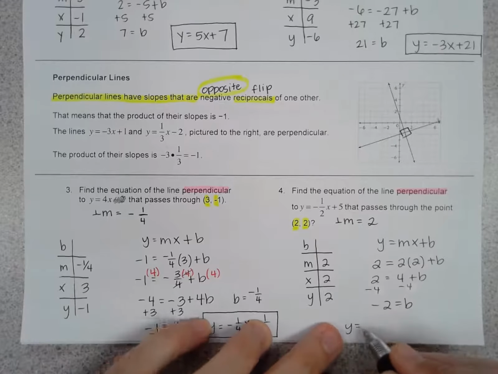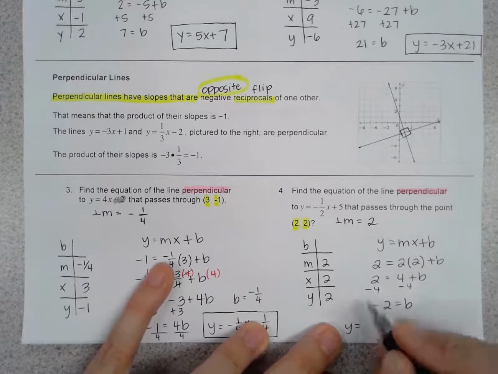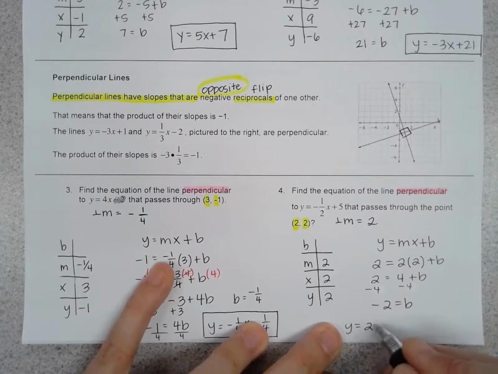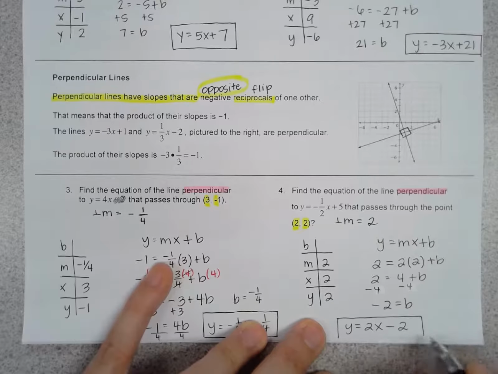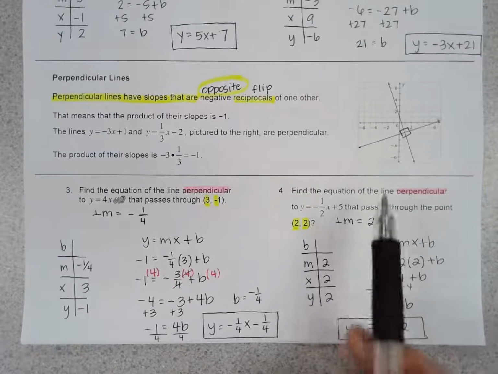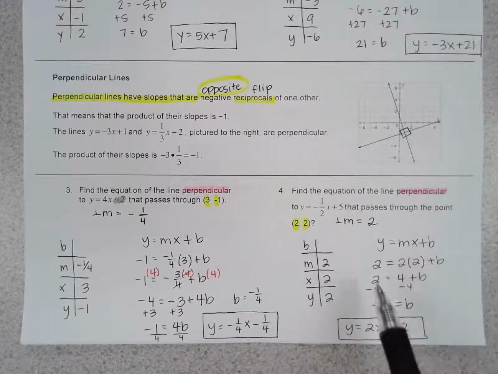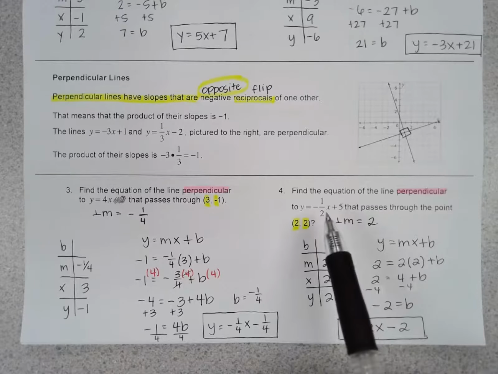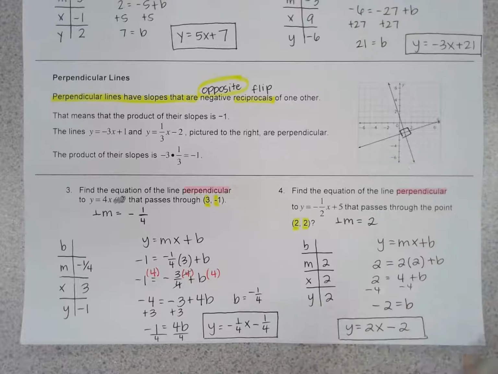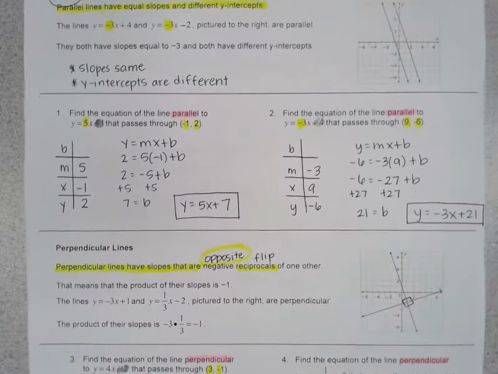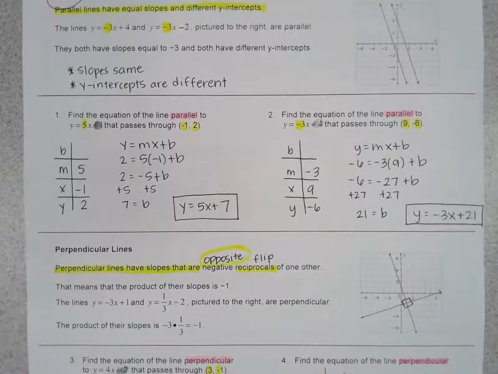And so when I write my equation for the line, it's going to be y equals, my slope was +2, and then my y-intercept was -2. And so you guys, if you graphed this line, and if you graphed this line, they would look something like this. One of them would be going up, one of them would be coming down, and they would intersect to form 4 angles that are all 90 degrees. And so that's how you find the equation of lines that are perpendicular to each other, but also how you find the equation of lines that are parallel to each other.